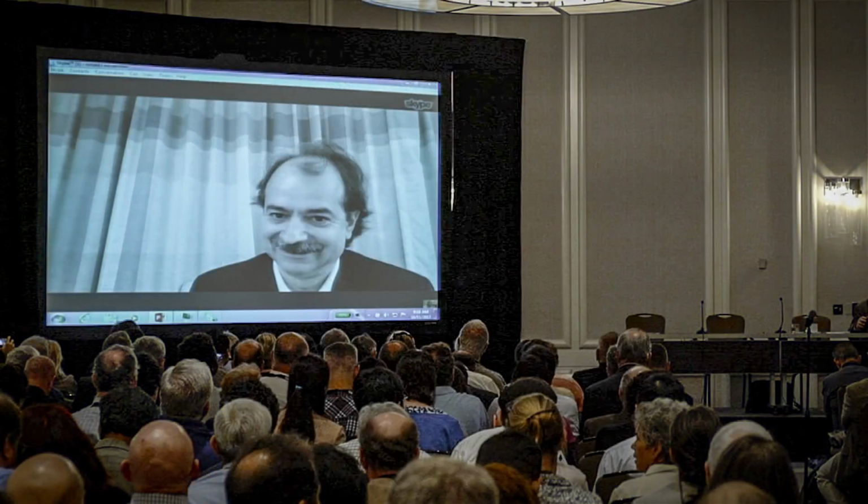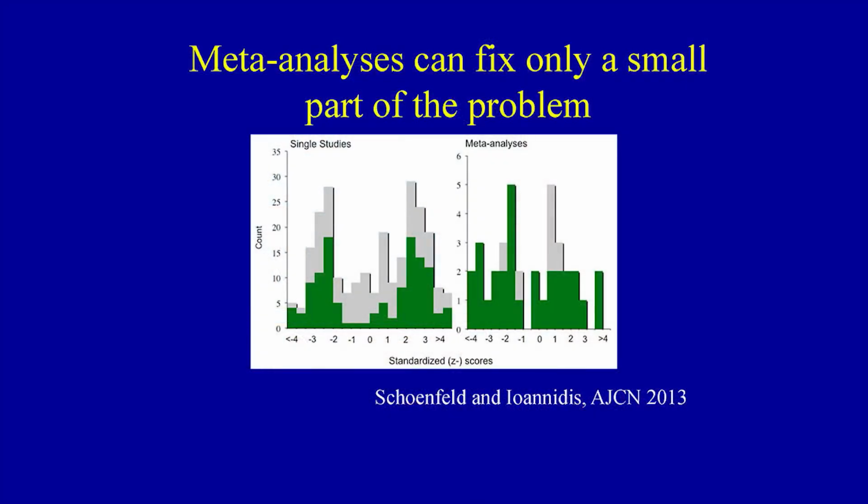This is a view of another field. This is nutritional epidemiology. And on the left panel, I have modeled with you real data from studies on associations between single nutrients and cancer. So these are standardized z-scores, and the green color is the effects and the respective p-values translated into z-scores from what is presented prominently in the papers.